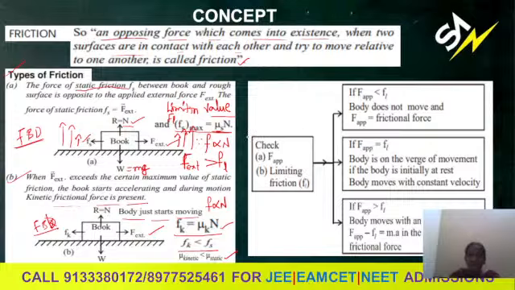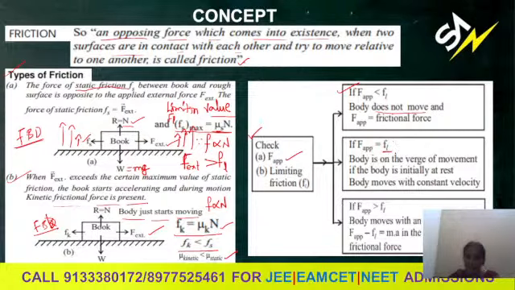So we can check what happens when an applied force acts on an object, and describe the motion in different situations. First, we compare the applied force with the limiting friction value. If the applied force is less than the limiting friction, the body does not move, and the applied force should be equal to the frictional force. It is at rest only. So less than means it does not move.